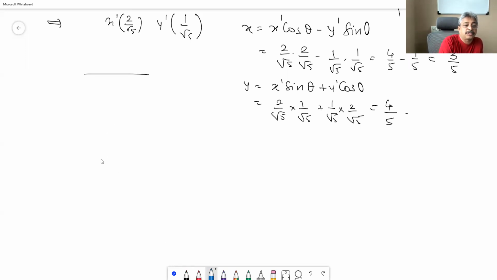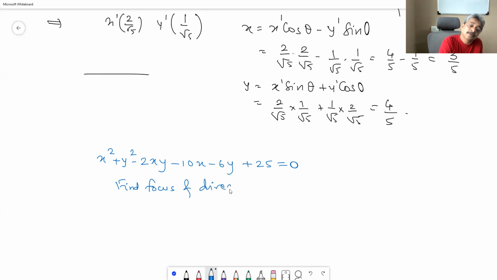Next question is x square plus y square minus 2xy. It is easy, really friendly coefficients. Find focus and directrix. Let us check by comparing coefficients. We can do it very quickly, or not. If we are lucky, we will be able to do it.